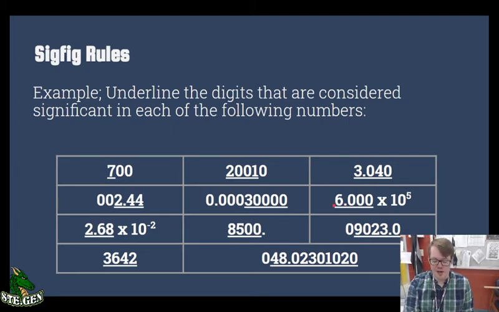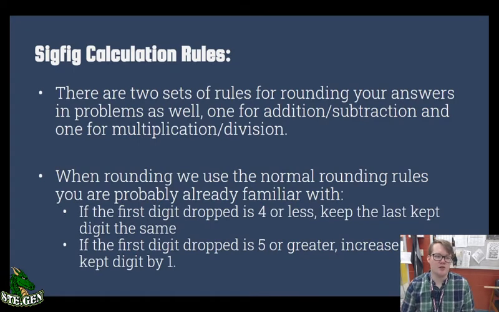And you may be going, okay, well, if we know how many digits are significant, why does that really matter? What does that help us do? The reason is that when you are using a calculation in this class, you have to give your answer based on the sigfigs of the numbers you were given.